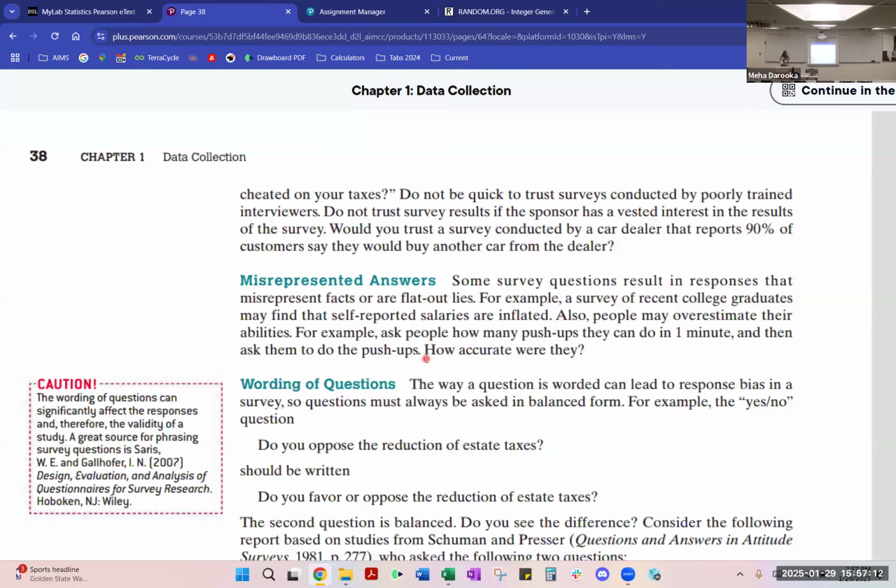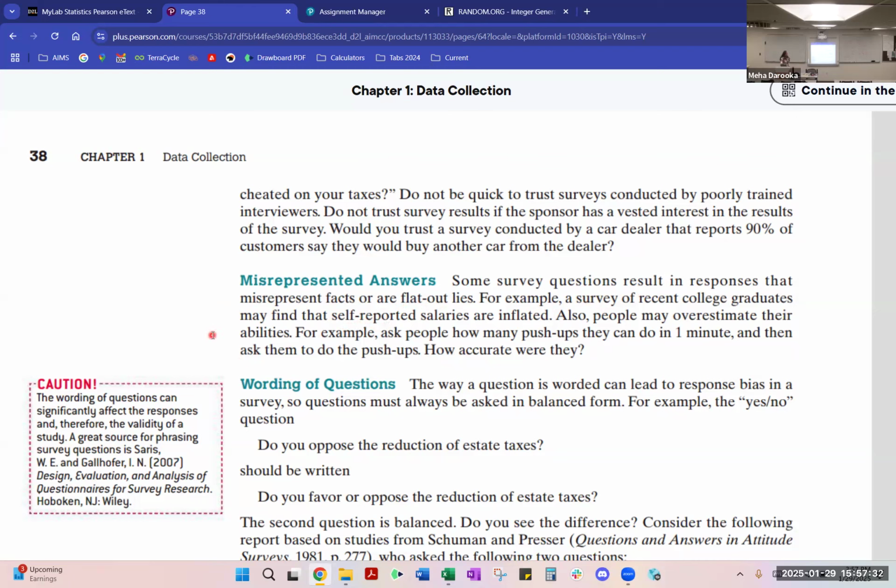The other option here is misrepresented answers. So they're saying some survey question results and responses misrepresent facts or are flat out lies. The example they're using here is a survey of recent college graduates may find that self-reported salaries are inflated.